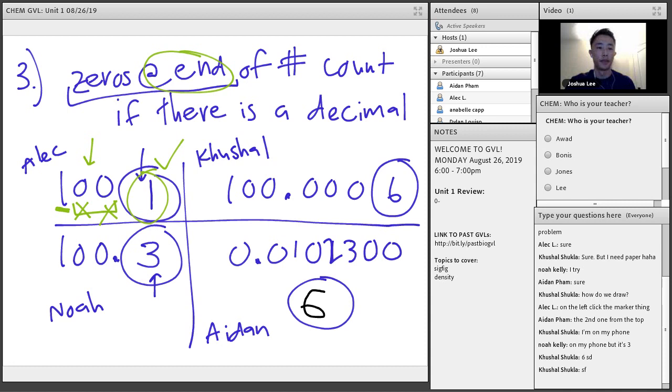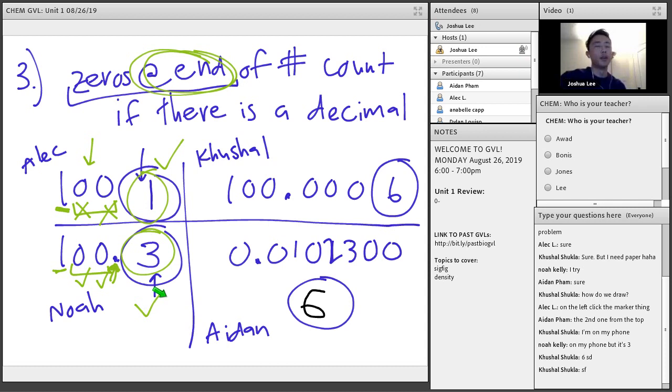Good job. If we look down at Noah's, same exact number, but the only thing we added was a decimal at the end right here. That means we know the 1 for sure counts. And hey, these zeros are at the end. So that means they do count if we see a decimal, and we see a decimal, so it does count. So they work out. So 3. Good.